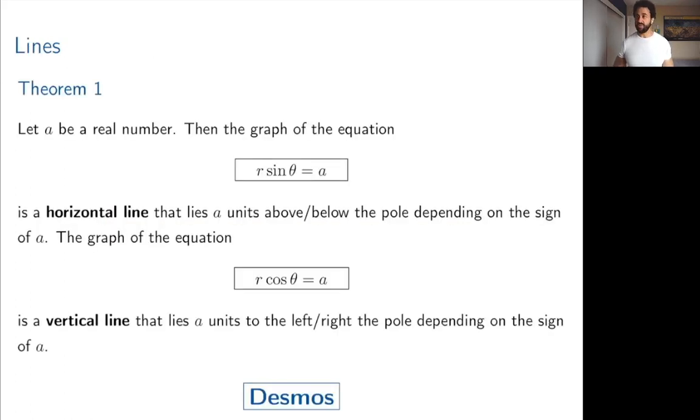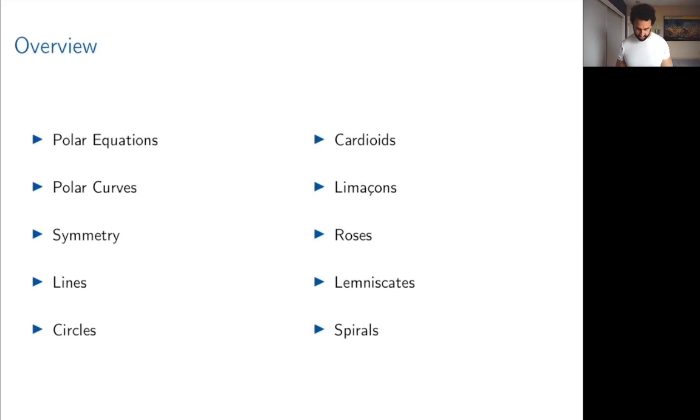All right, so now there's a whole bunch of different types of common curves. If I look back at the very beginning, let me pull this up real quick. There we go. So we're now going to look at lines, circles, cardioids, limaçons, roses, lemniscates, and spirals. What I was saying earlier is that you don't need to memorize these formulas, but you want to be able to comfortably graph these types of things. So we're going to see how they look on Desmos.